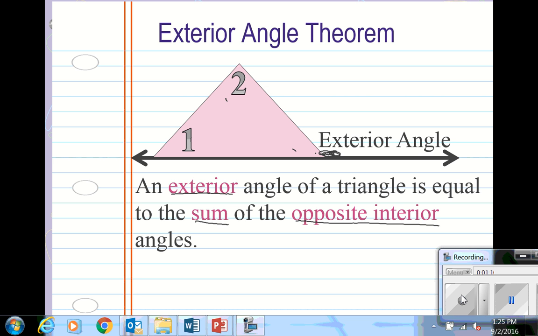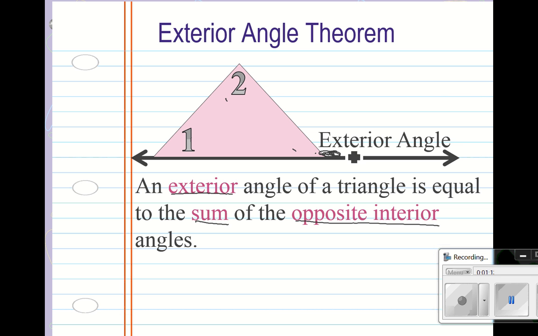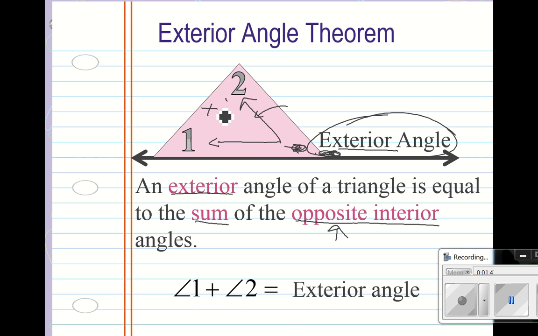And what we're going to look at is, we know we have the exterior angle, and it says it's equal to the sum, which means addition, to the opposite interior. So here is our exterior. We're going to go inside the triangle to the interior angles, and we're going to look at the opposite ones. So we're not looking at this angle right here because it's adjacent or next to the exterior angle. We're going to look at angles 1 and 2, and because it says sum, we're going to add them together. So this is what your equation is going to look like when you start to solve the problems today.